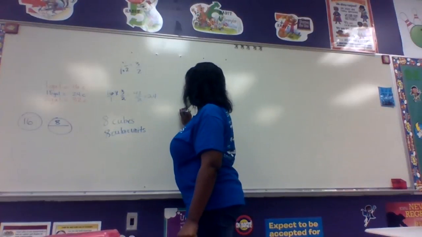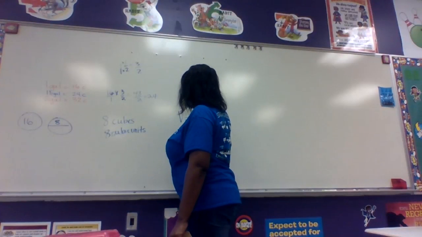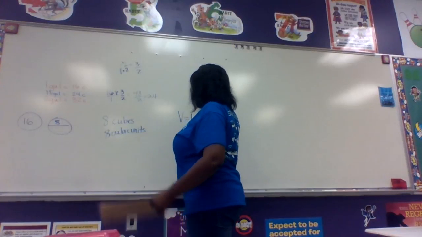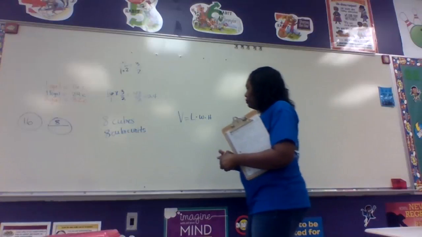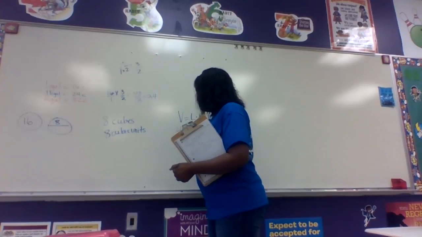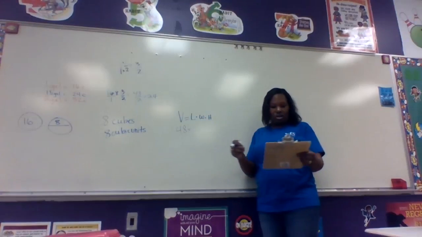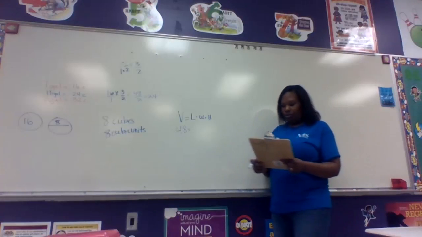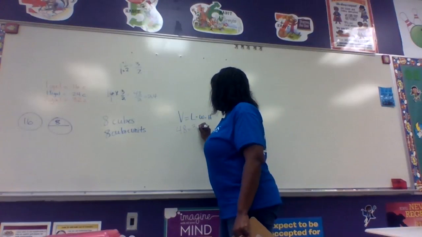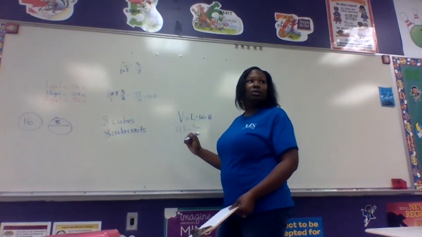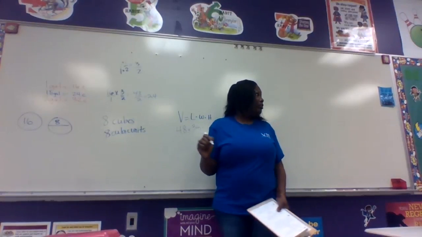Okay, so this is volume. Volume equals length times width times height. What did they tell us our volume was? 48. 48, right? What did they tell us our length was? 3. What did they tell us our width was? Nothing. We don't know.